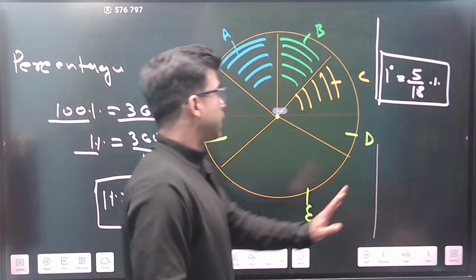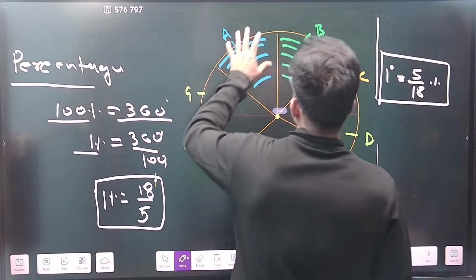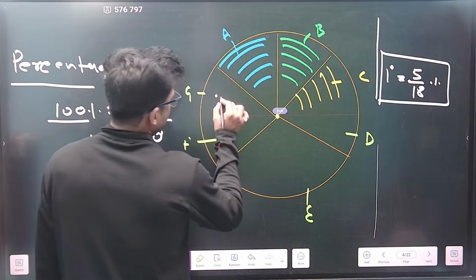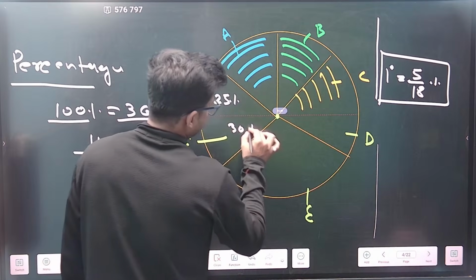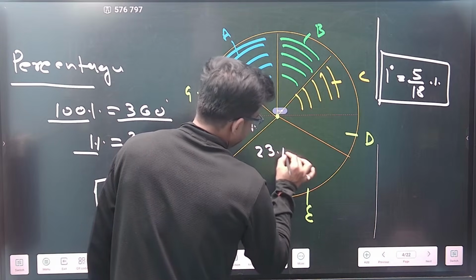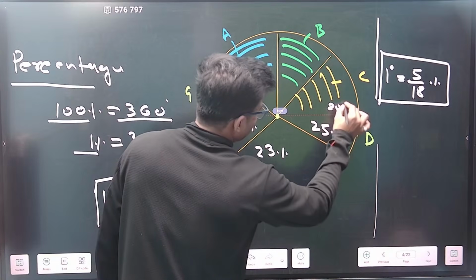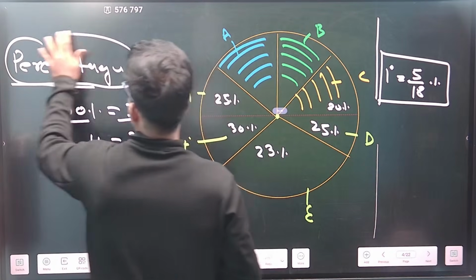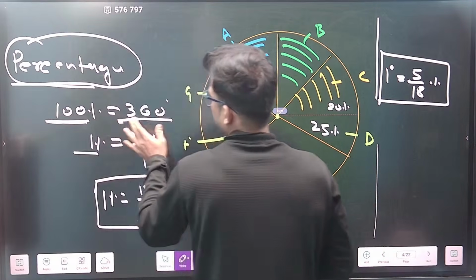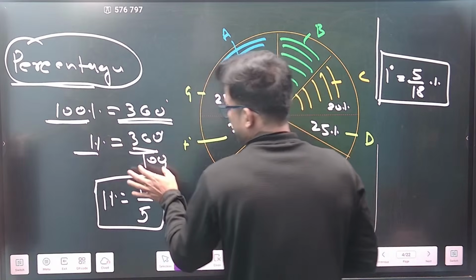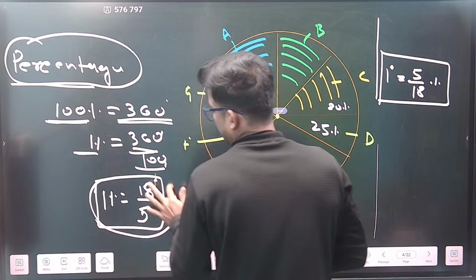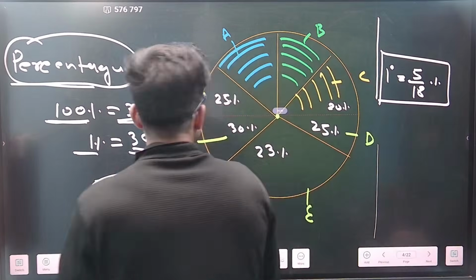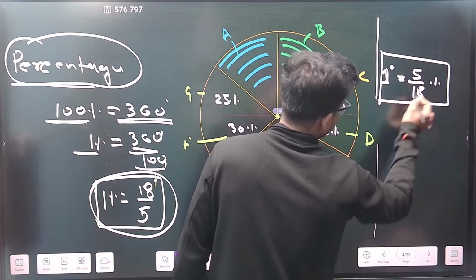Again, if somebody wants to convert this whole pie chart, where the data would be written, suppose they can write any data like 25%, 30%, 23%, 25%, then 20%, and so on and so forth. You need not worry about that. You need to think like this: if something is a percentage, then 100% would be equal to 360 degrees, 1% would be equal to 360 by 100 degrees, which is 18 by 5 degrees. And going in reverse, 1 degree would equal 5 by 18 percent.